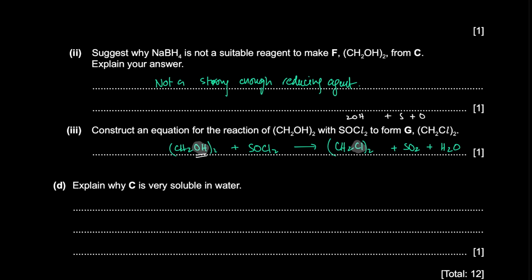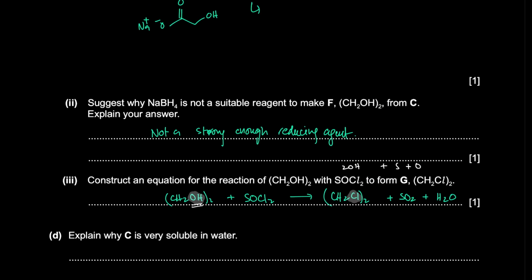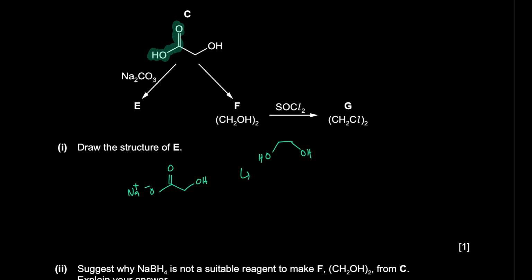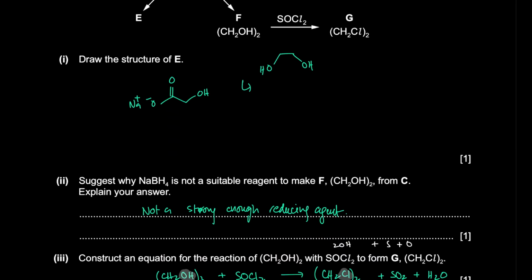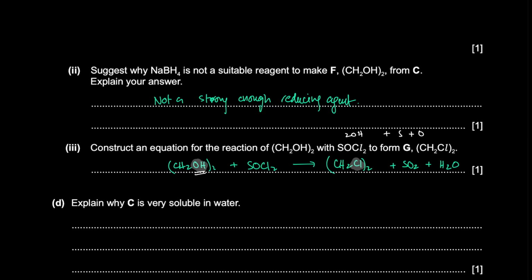Explain why C is very soluble in water. The reason why C is very soluble in water is because it can form hydrogen bonds with water. It can form hydrogen bonds with water because it has a carboxyl group as well as an alcohol group.